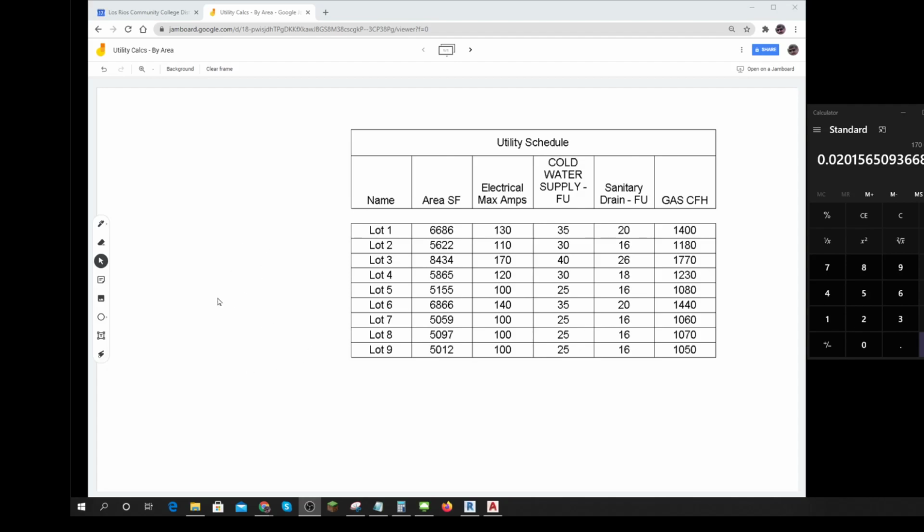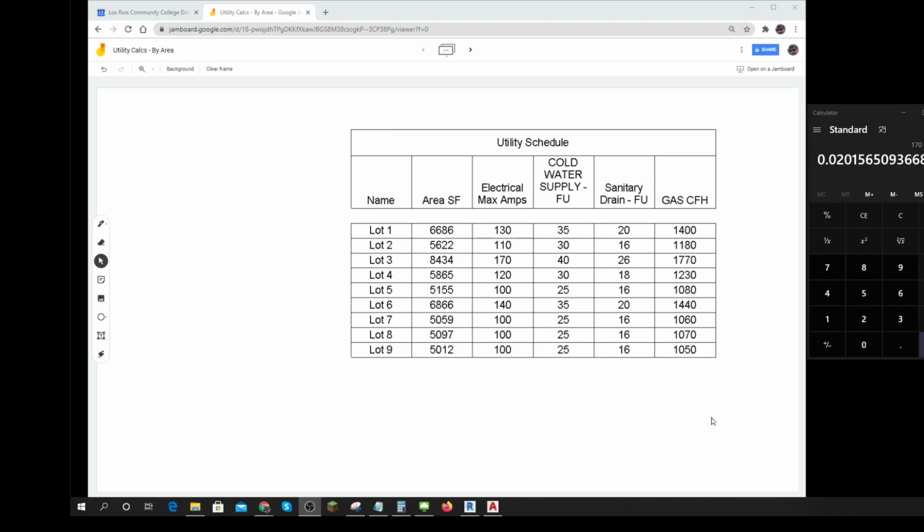So here we go with our utility calcs. These are often based on the square foot of the property. And as we mentioned before, what we're looking for is the max amps that you might have going to a property of this size, because they have to run the big wires down the bottom of the street, and you have to have enough energy for all the buildings that are going to be going in there. So we need some estimates.